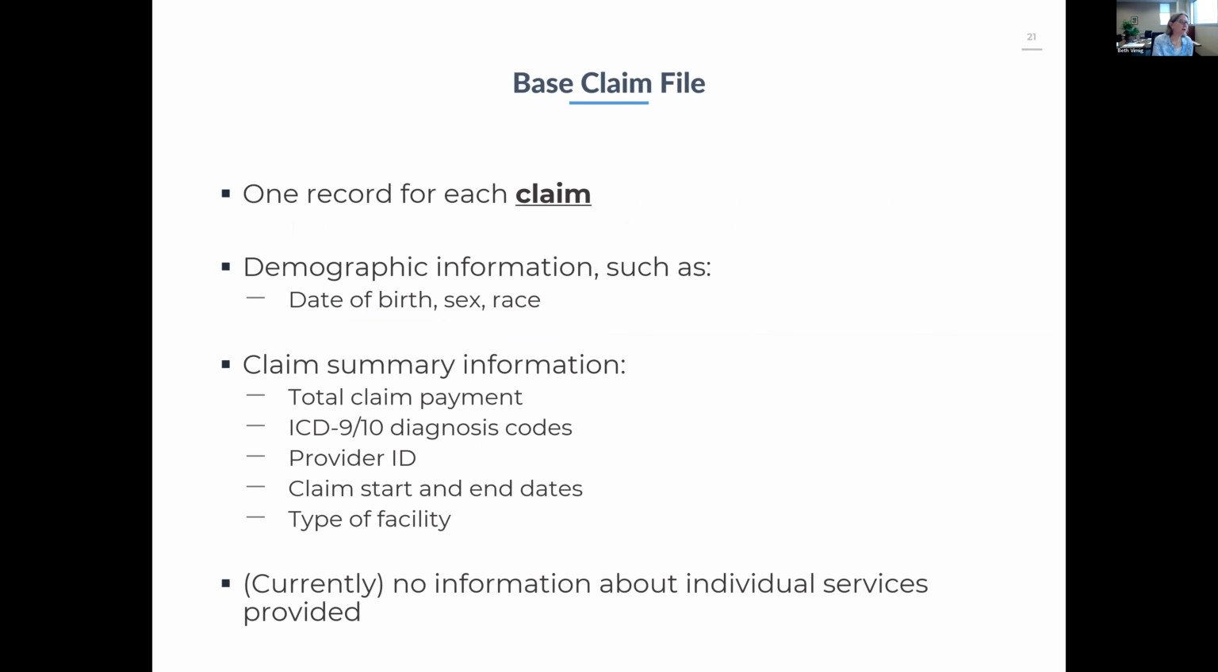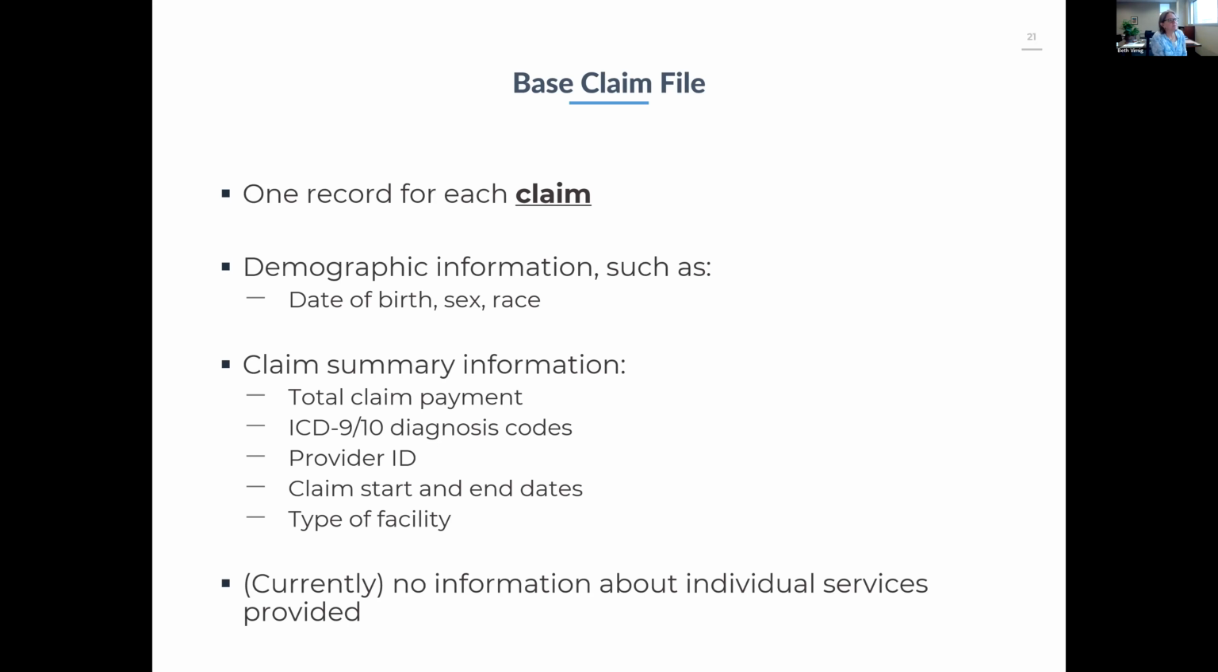So the base claim file. There's one record in the base file for each claim. So if somebody has 14 outpatient claims in a calendar year, they have 14 base claim file records. The base claim file is going to contain the demographic information: date of birth, sex, race. You could ask, why do I need to get it from the MBSF, as I argued yesterday, when we have it right there? And the answer would partially be, depending on what your design is, which one makes the most sense.